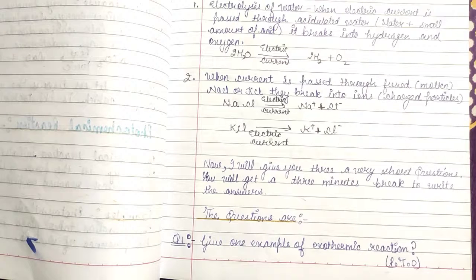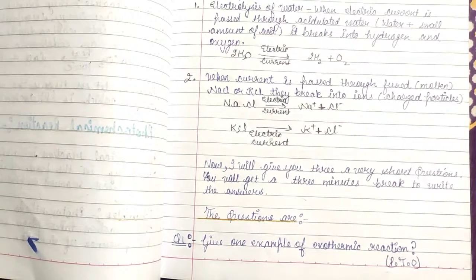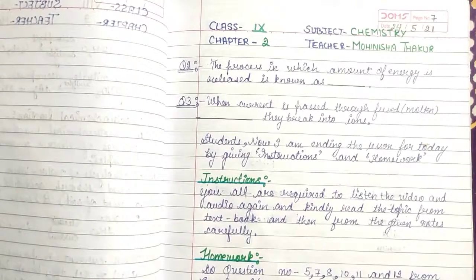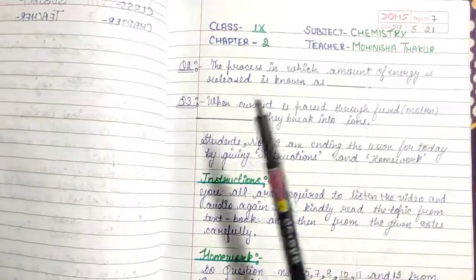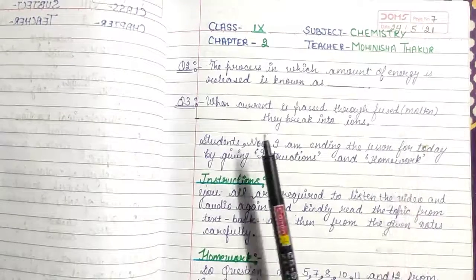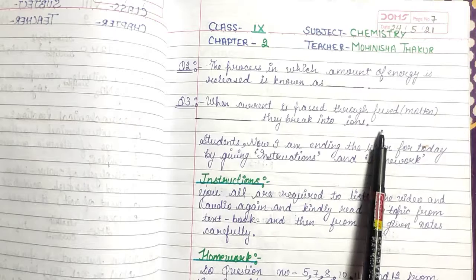Now I will give you a few very short questions. You will get a 3 minute break to write the answers. So the questions are: question number 1, give one example of an exothermic reaction. Question number 2, the process in which an amount of energy is released is known as dash. And the last, question number 3, when current is passed through the fused molten dash, they break into ions.